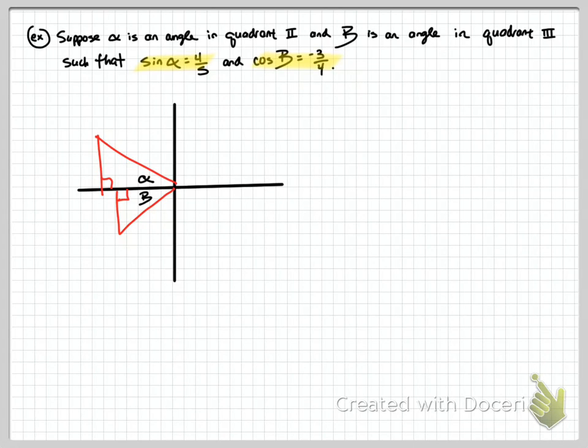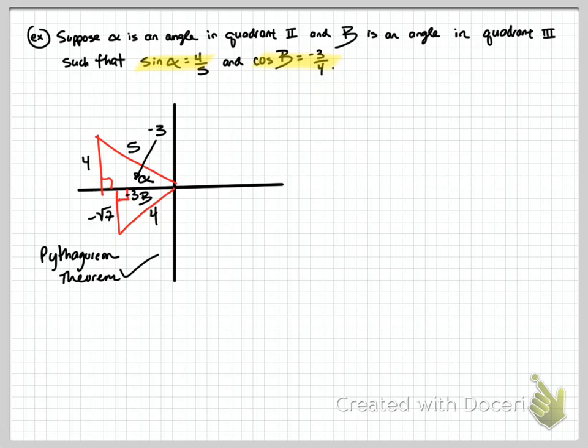And this is beta. Sine is opposite over hypotenuse, so we say 4 over 5 for sine of alpha. Cosine of beta is negative 3 over 4. We do the Pythagorean theorem on this, and we get negative rad 7 here. And for this one, it just so happens to work out that this side is also negative 3 because it's a 3, 4, 5 triangle. Now, sometimes that's not the case. The triangles have different sides, so it's important that you do the Pythagorean theorem here to find the missing side. That's how we find those two.